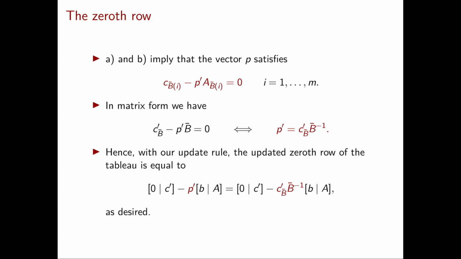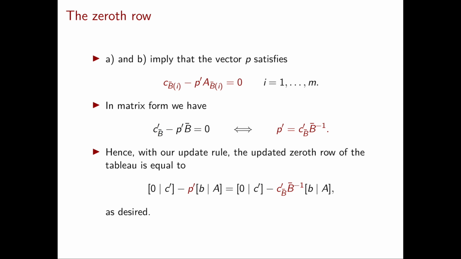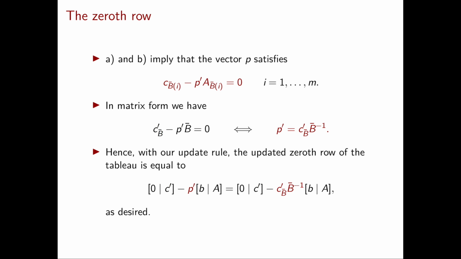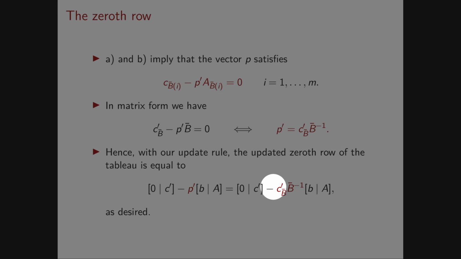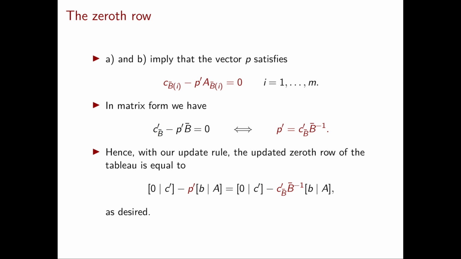So with our update rule, the updated 0th row has the form 0, C transpose minus P transpose A, as we have seen a few slides ago. And now we can replace P transpose because we have just understood exactly what P transpose looks like, and we obtain that the 0th row at the end of the iteration is 0, C transpose minus C B bar transpose B bar inverse A, as it should be. And this completes our proof that the 0th row gets updated correctly with our update rule.